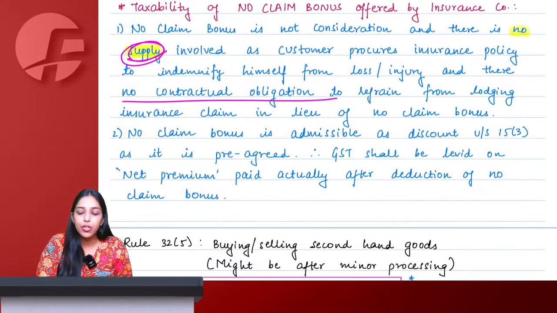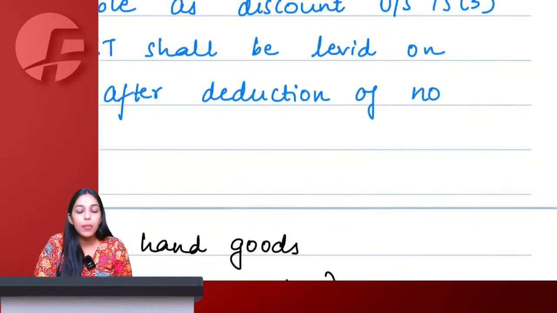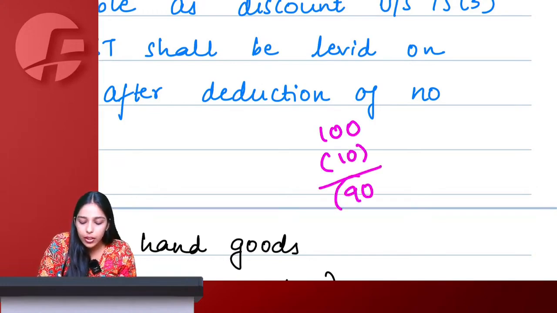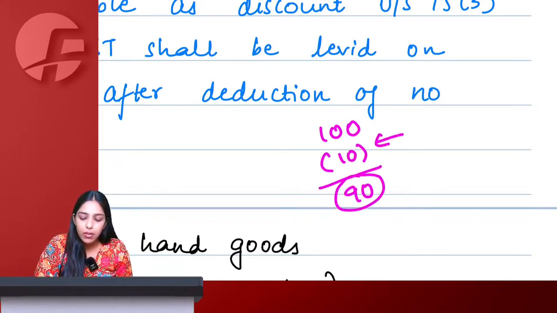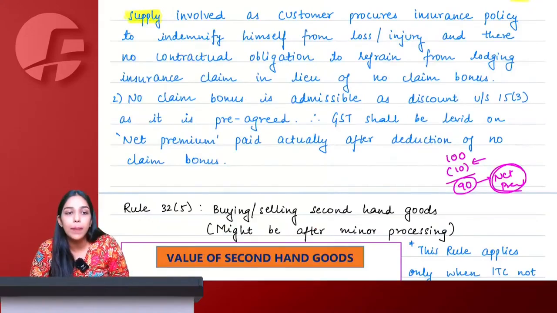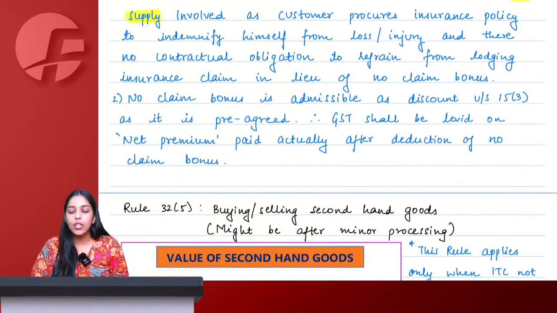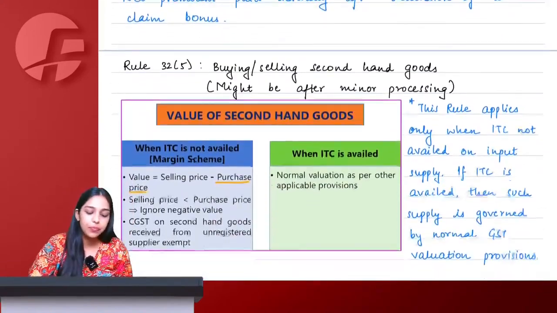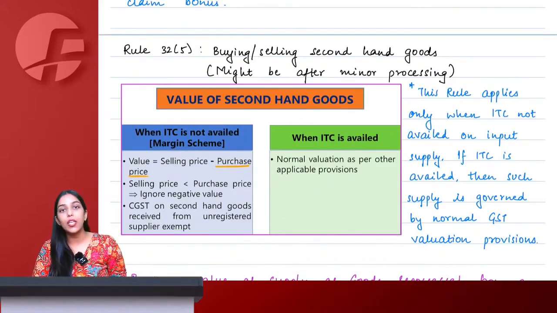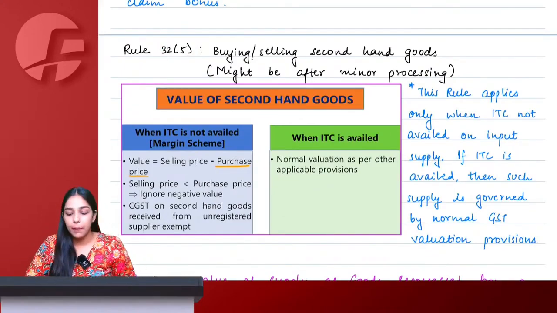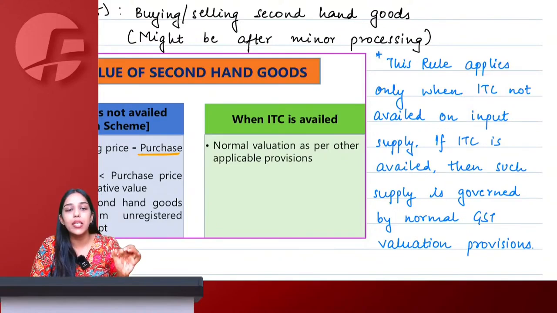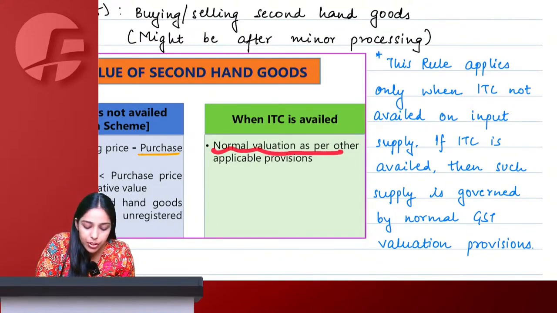If it is no supply, it should not be taxable under GST, and also because it is prior agreed. Next year, if I have to pay a premium only of 90 because I got a no claim bonus of 10, then GST will be payable on this 90 only, which is net premium after reducing the no claim bonus. Right. So no claim bonuses are not taxable under GST. Then Rule 32(5) talks about dealing in second-hand goods, buying, selling of second-hand goods. Now, particularly keep in mind, while purchasing these goods, if you have availed ITC, matter over, for any person availing ITC, normal valuation rules will only apply.